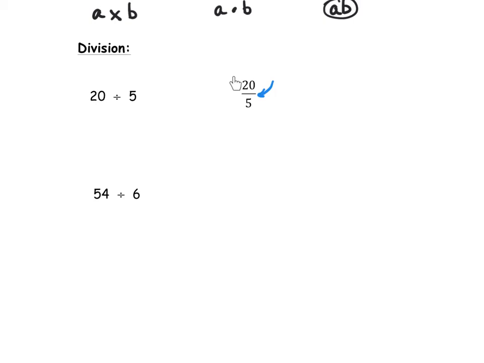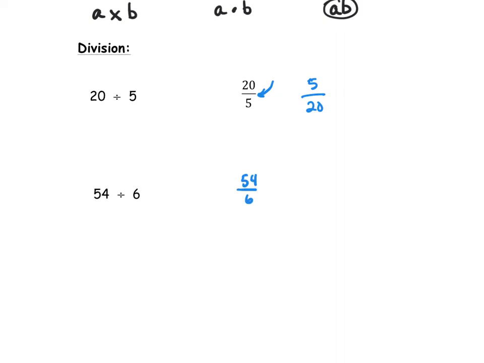The top number and the first number are the same. The bottom number and the second number behind the division sign are the same. So I cannot write this as 5 divided by 20. That would be wrong. That doesn't mean the same thing. 5 divided by 20. It's read as 20 divided by 5. So looking at the next example, 54 divided by 6, how do you think you could write that using our new way that looks like a fraction?